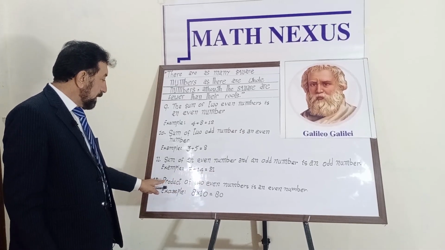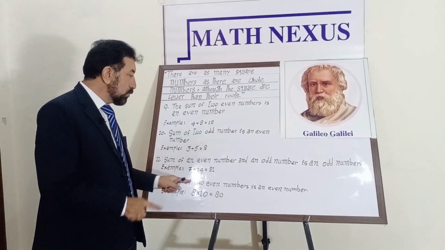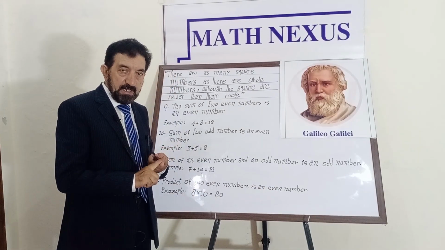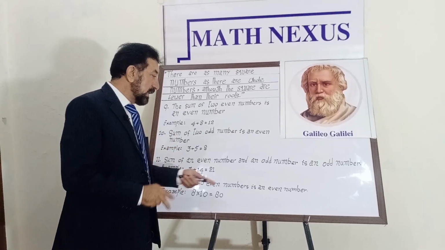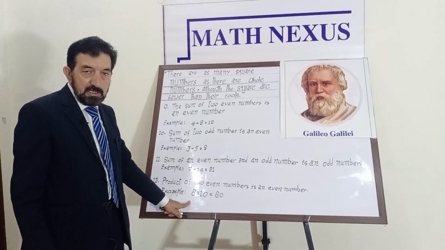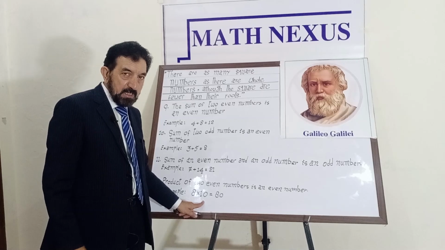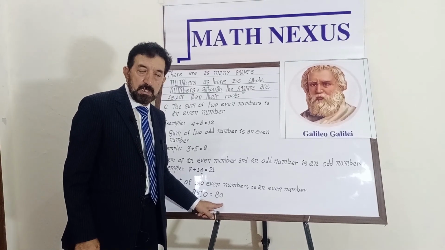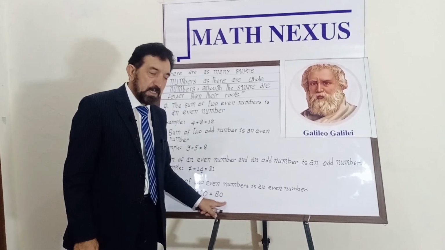Number 12, product of two even numbers. The product of two even numbers is an even number. Example, 8 is an even number and 10 is an even number. Their result is also an even number.